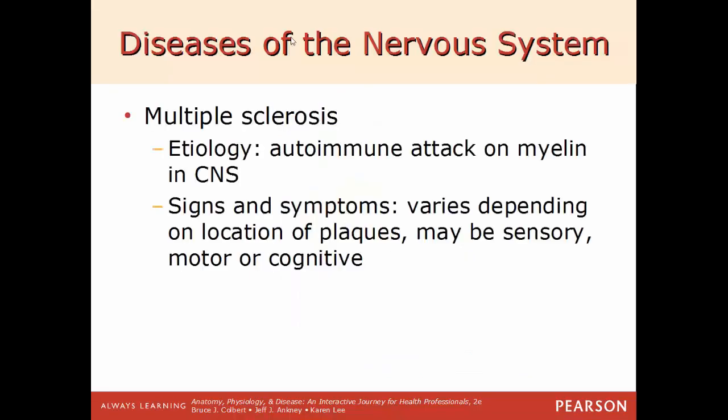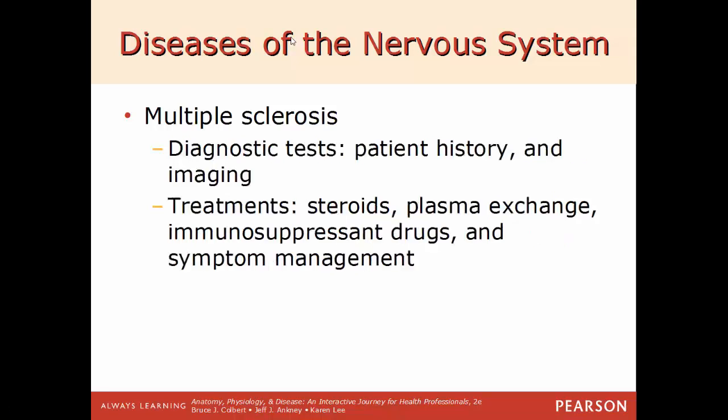We'll recap some diseases of the nervous system. The first one, multiple sclerosis, MS. Etiology is an autoimmune attack on the myelin coating in the central nervous system. Signs and symptoms will vary depending on the location of the plaques. It could be sensory, could be motor, could be cognitive. Diagnostic test, patient history, and then imaging to find the locations of the plaques. Treatments could include steroids or immunosuppressant drugs or plasma exchange or just managing your symptoms.